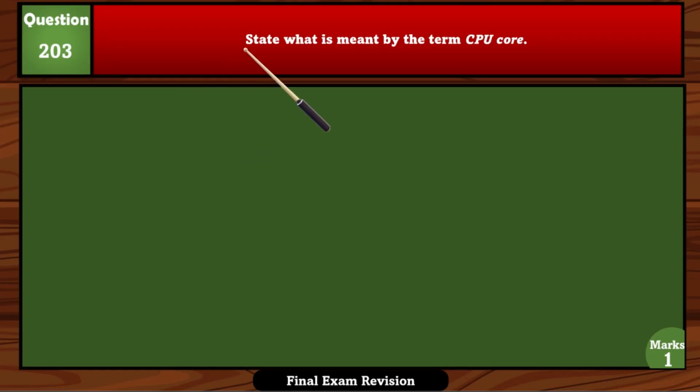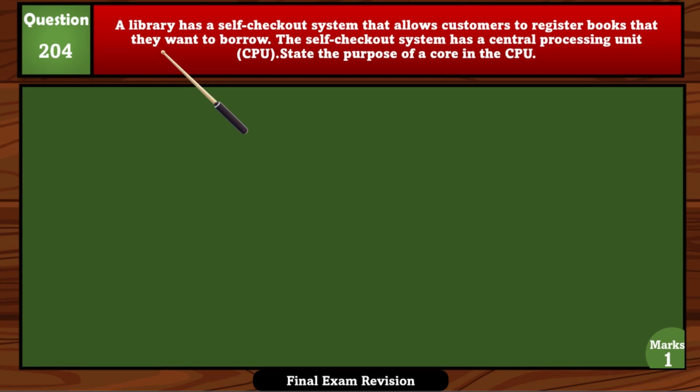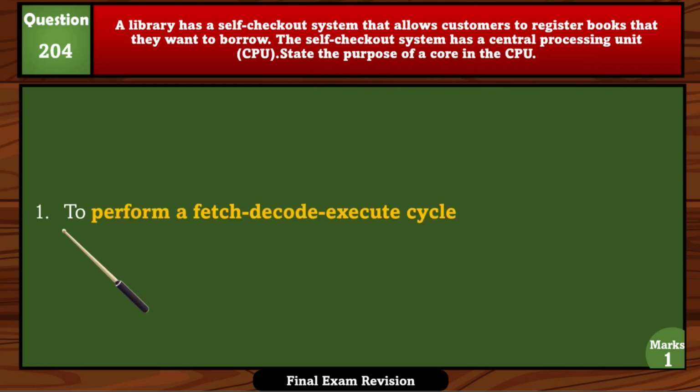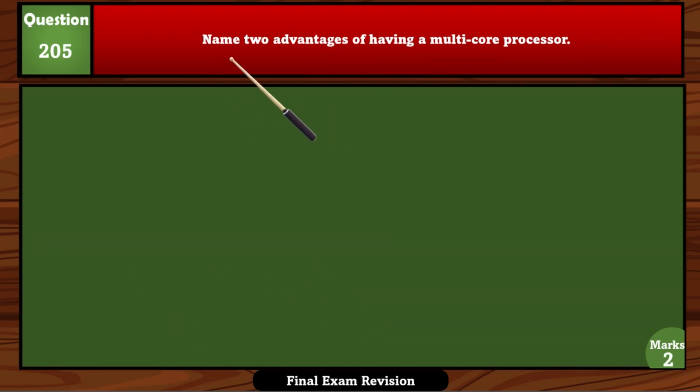CPU cores. Question 203. State what is meant by the term CPU core. It's a processing unit within the CPU that can execute instructions independently. Question 204. A library has a self-checkout system that allows customers to register books that they want to borrow. The self-checkout system has a CPU. State the purpose of a core in a CPU. So the purpose of a core in a CPU is to perform a fetch, decode, execute cycle, or to execute an instruction.